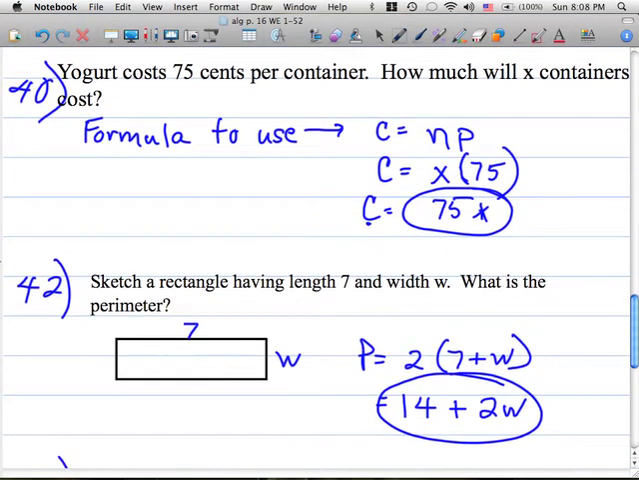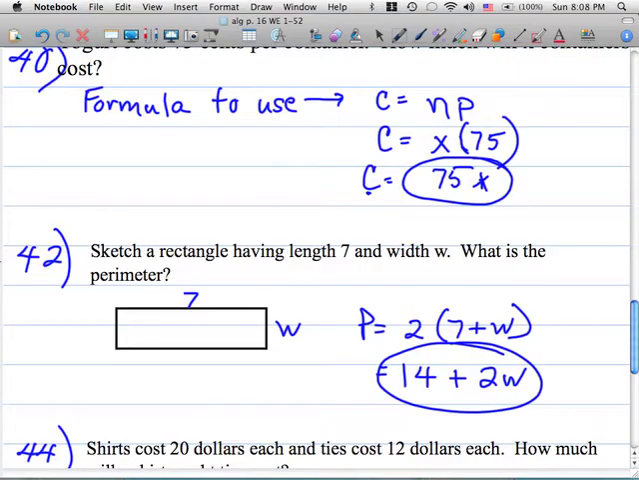Number 42, turn the page. It says sketch a rectangle having a length of 7 and a width of W, and then indicate the perimeter. So draw your rectangle. The width is W, the length is 7. Use the formula perimeter equals 2 times the length plus 2 times the width. This is another way of doing it too. So we could have 2 times 7 plus 2 times the width, so that would be 14 plus 2W.